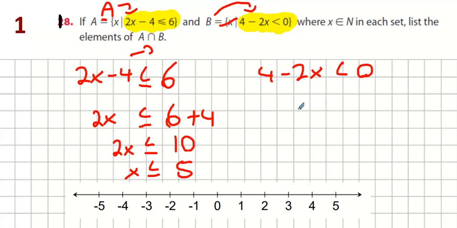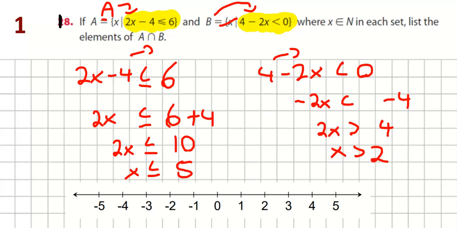Let's move over this way. Keep the -2x where it is. Keep the 0 where it is. What happens to the 4? Now, the 0 doesn't matter then, does it? No. Multiply both sides by -1. And what does that do? Greater than. Divided by 2. x is bigger than 2.